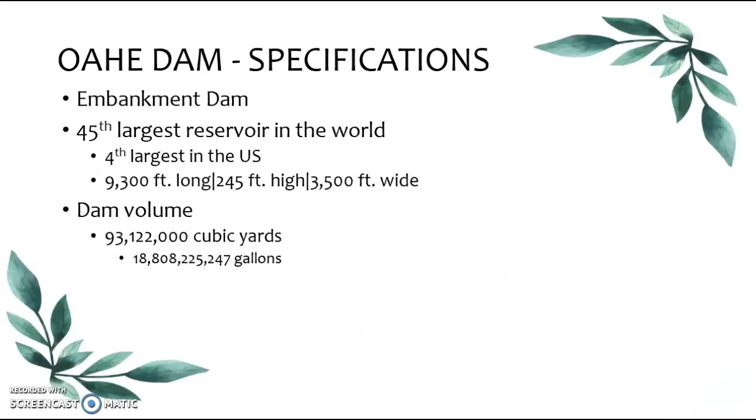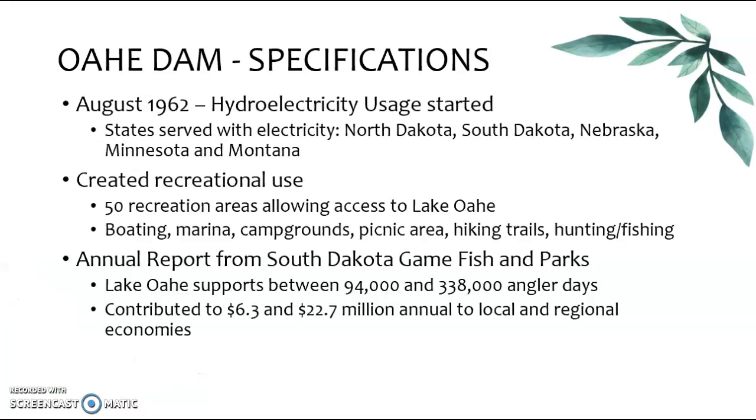The Oahe Dam is an embankment dam, which is a large artificial dam. It's typically created by placement and compaction of complex semi-plastic mounds of various compositions of soil, sand, clay, and/or rock. The Oahe Dam is the 45th largest reservoir in the world and 4th largest in the United States, measuring 9,300 feet long, 245 feet high, and 3,500 feet wide. The dam volume is 93,122,000 cubic yards, which is over 18 trillion gallons.